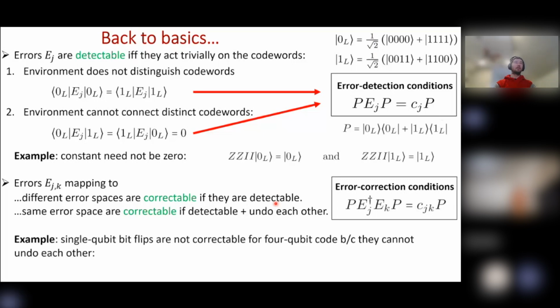So let's see, and we already mentioned that single qubit bit flips were not correctable for the 4-qubit code because they cannot undo each other. Because when you try to undo, in this case, the errors are unitary, and so you just use the error itself to undo, and undoing the first error by itself is equivalent to undoing the second error, but also implementing a logical, because the error words were not matched up.